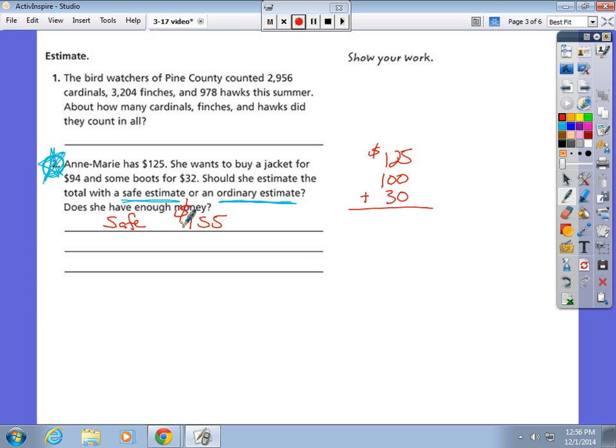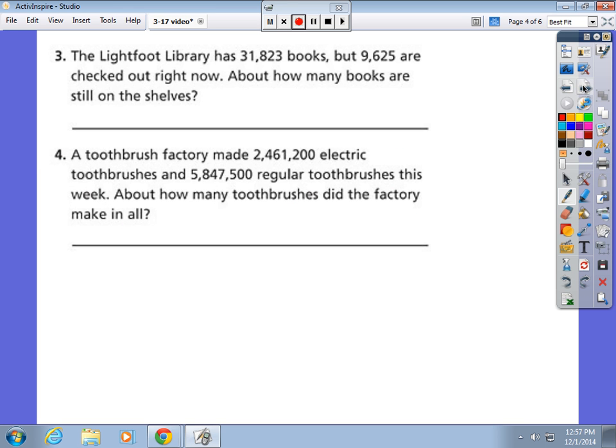Now, some of you guys say, well, what about tax? What about things like that? Well, if that's the case, then you'll want to go higher so you have a safe estimate to bring enough money. So hopefully that makes sense. Safe means you're going to have enough. You want to make sure you round up so that you have enough, or round down so you have enough. Anytime you buy something, you want a safe estimate. Or when you order something, like you're ordering concert tickets, you want to make sure you have enough tickets for the people. Things like that.